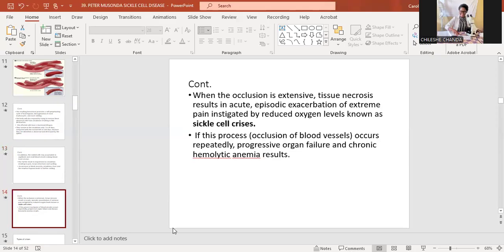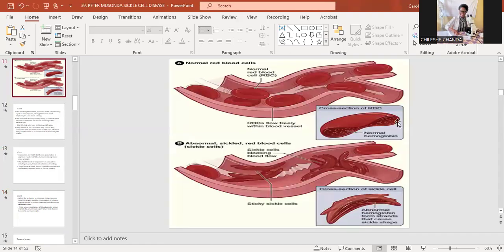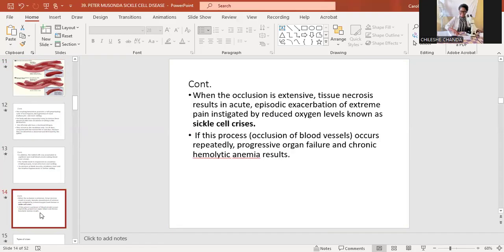Now, when the occlusion is extensive, there is going to be necrosis, because remember, if this blood vessel is supposed to take blood to a particular organ, but this distal organ is not receiving the blood because there is occlusion in this blood vessel, it means that organ is going to start necrotizing. There is going to be necrosis, then this is going to result in extreme pain. Then this extreme pain is known as sickle cell crisis.